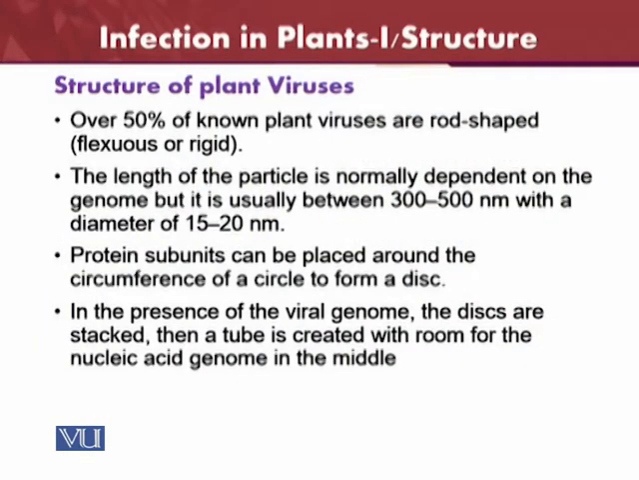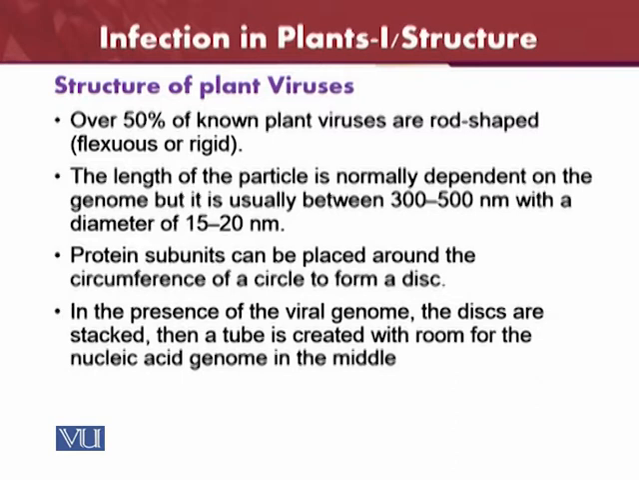Structure of the plant viruses continued, and we have seen that about 50% of the known viruses are rod shaped, flexuous or rigid. So we have already seen that most of the time the rod shaped viruses are causing the disease in plants. Here we can see that they are not a small amount, but more than 50% of the viruses will be rod shaped.